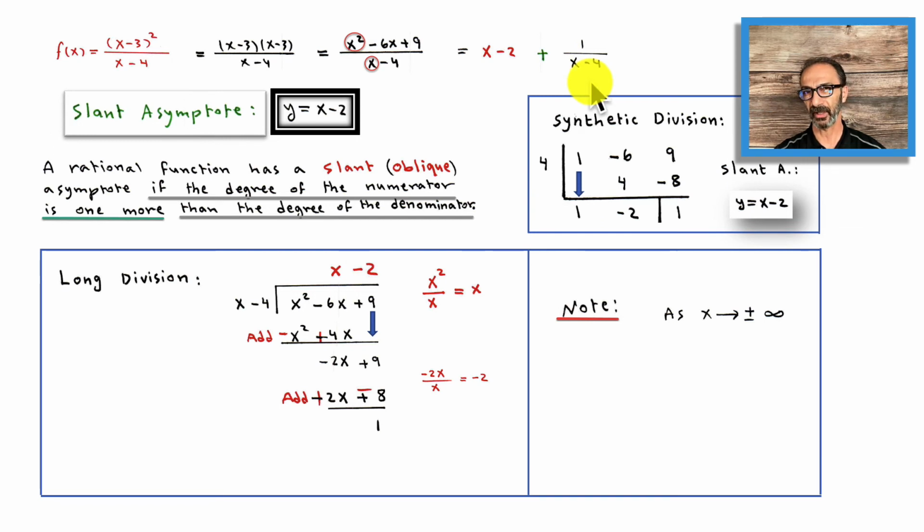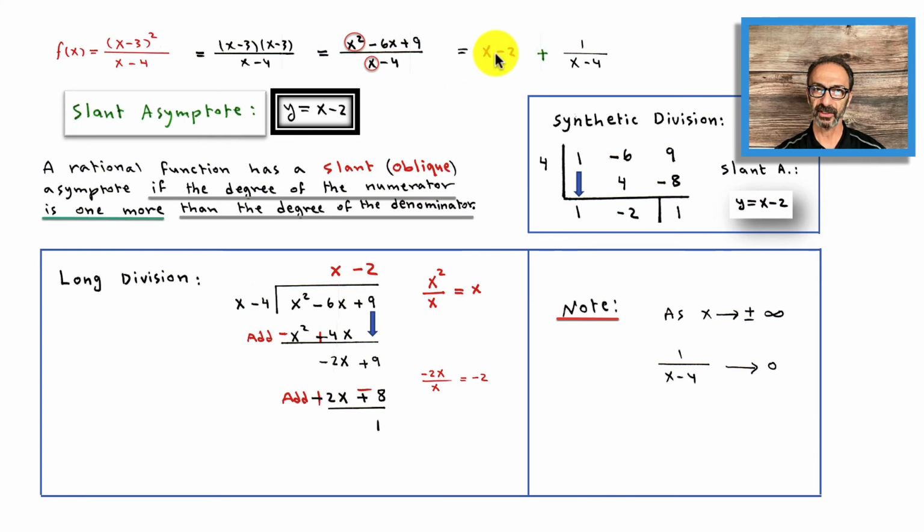Similar to the 1 over x, the parent function, it's gonna go to 0. When the denominator gets bigger and bigger, the fraction gets smaller and smaller. So eventually, this whole thing will be a value close to x minus 2 plus 0. So as you go to infinity, your f of x will be almost approaching x minus 2. And that is called the slant asymptote.